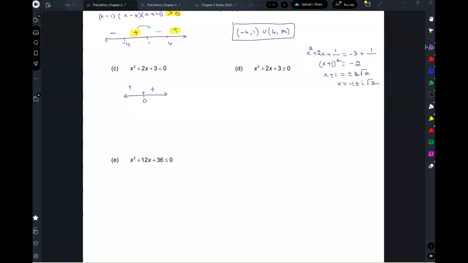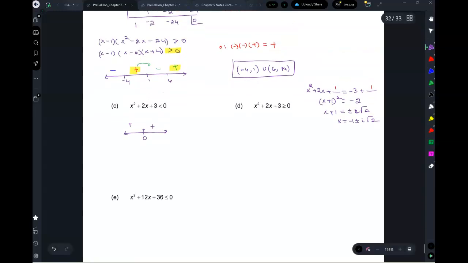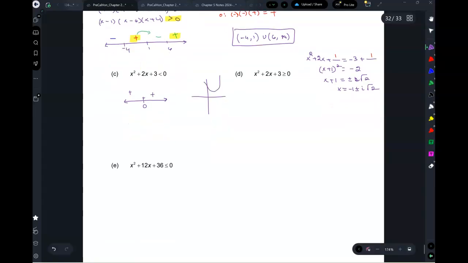So this doesn't even have an x-intercept. It doesn't cross the x-axis. So now, hang on. The question now is, it's positive everywhere. The question now is, where is it negative, right? So it's no solution. Now take a look at this one.